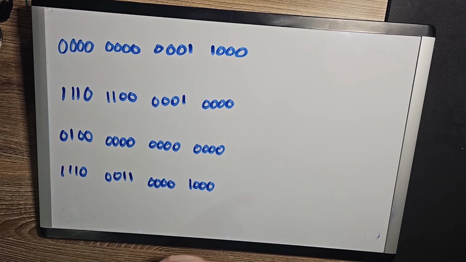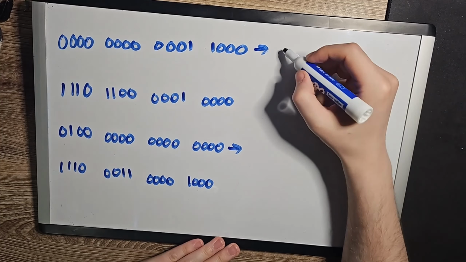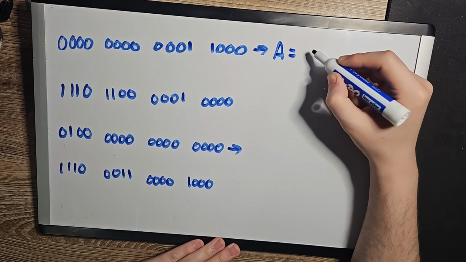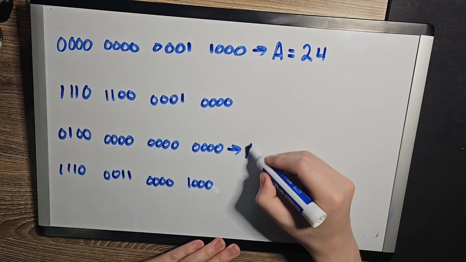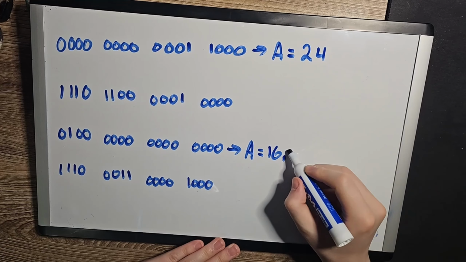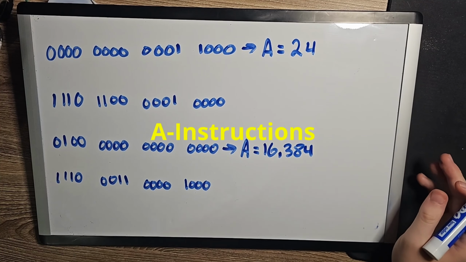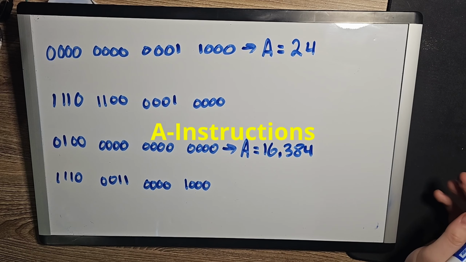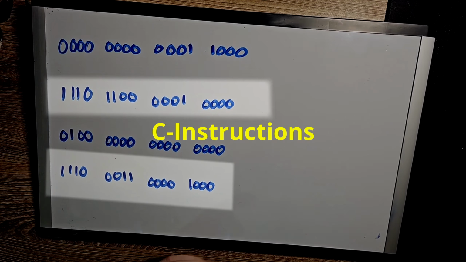Now, if you see this very first bit here as a 0, then this means we want to load this 15-bit number into the A register. So, this tells us that these middle 2 lines are just A equals 24, as that is what this binary number is, and this one down here is A equals 16,384. Now, these instructions are called A instructions. The other type of instruction, where the first number is a 1, those are called C instructions.